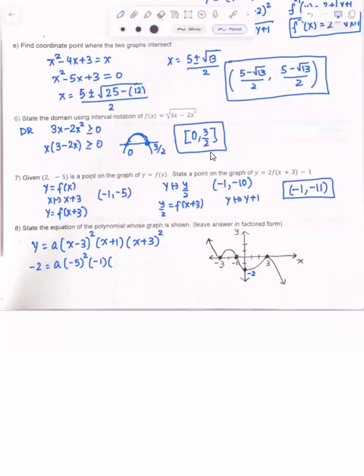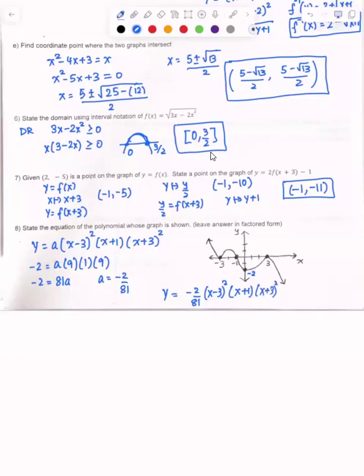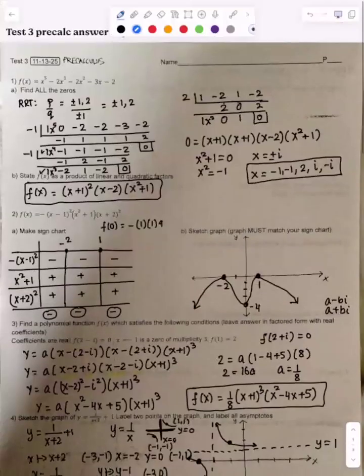Oh, sorry, putting the y value is getting late. So x is 0, so y is -2, so that's 9, that's 1, and that's 9. So that's 81, a equals -2 over 81. So final answer, y is -2 over 81 times x minus 3 squared times x plus 1 times x plus 3 squared. Okay, that's it. That is test 3. Not a difficult test in my opinion. All right.